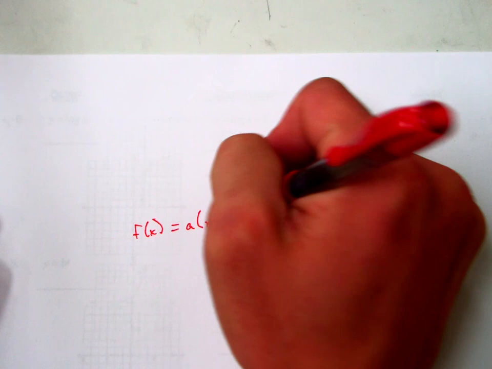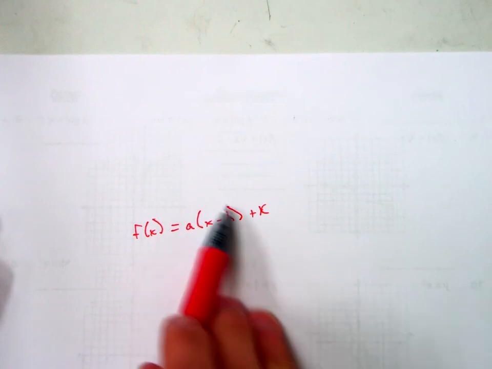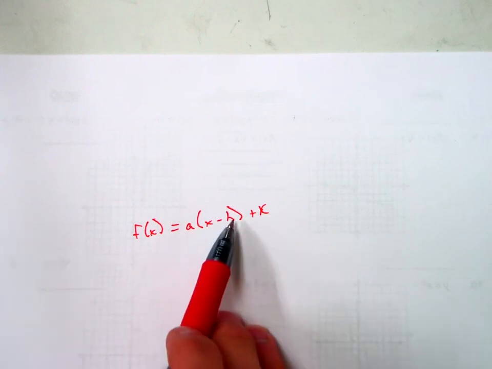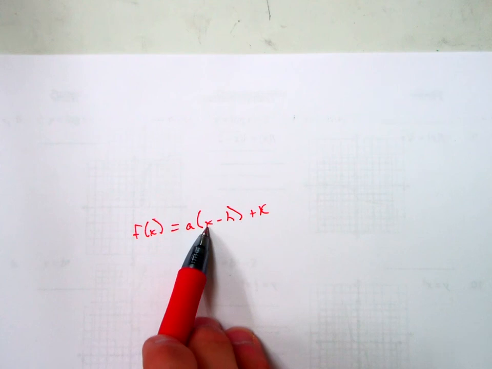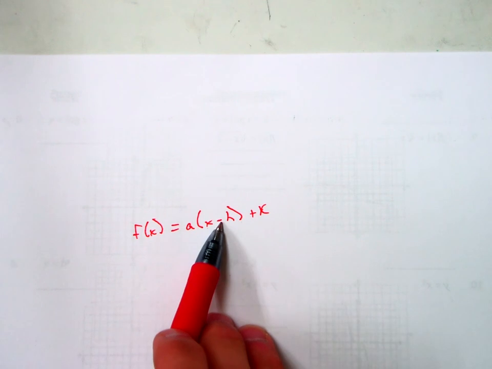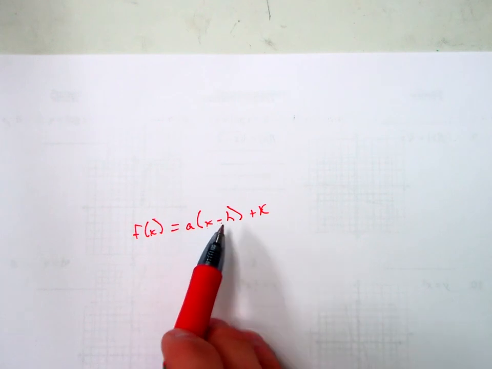Notice that the a and the k are on the outside of the parentheses. They're away from the x, and the h is on the inside with the x. Also notice that the h has a negative in front of it. That's going to tie very strongly into what we do.